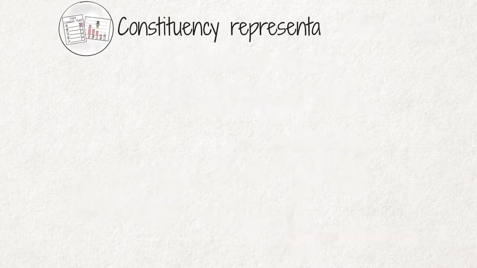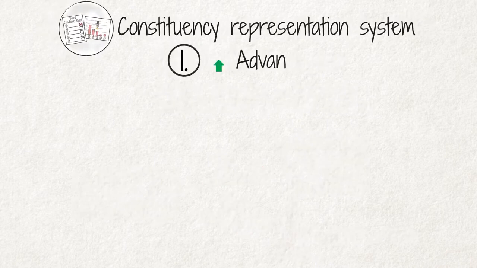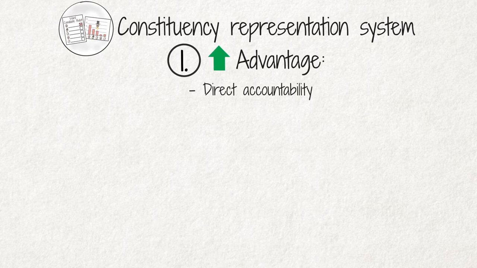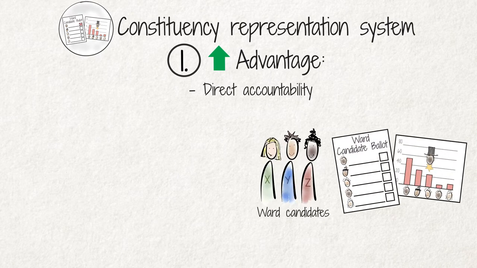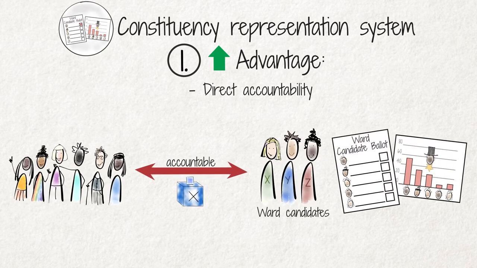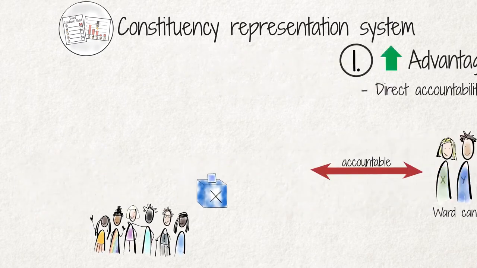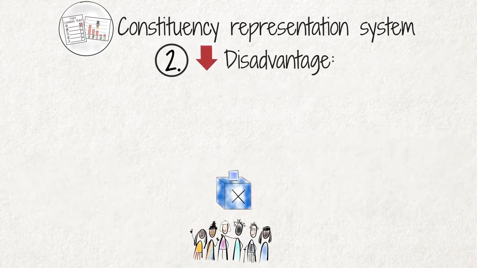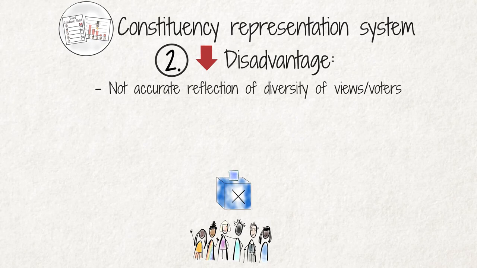The constituency system. The advantage of this system is direct accountability. Each elected representative is directly accountable to the voters in his or her constituency or ward in a municipality. The disadvantage is that it is not an accurate reflection of the diversity of views of the voters.